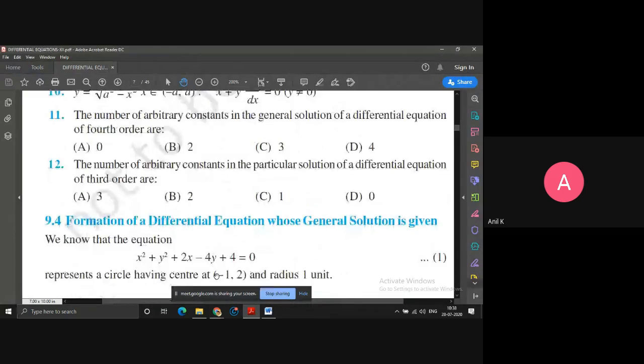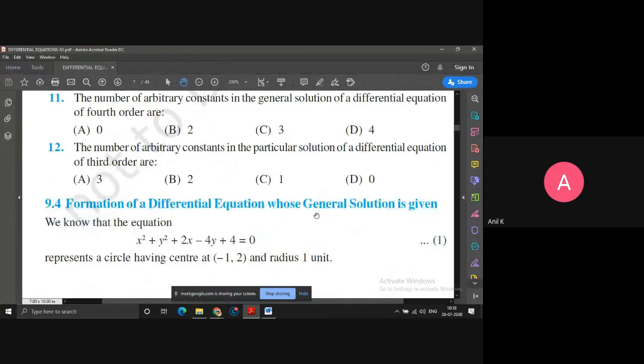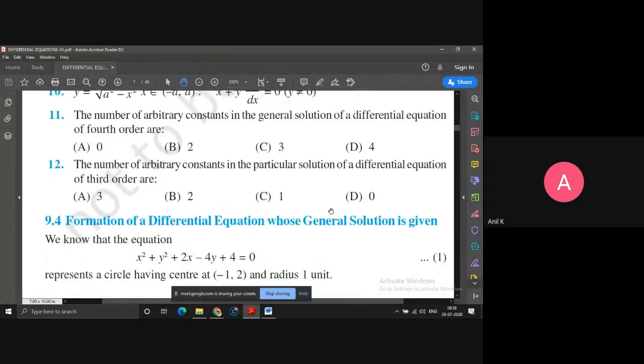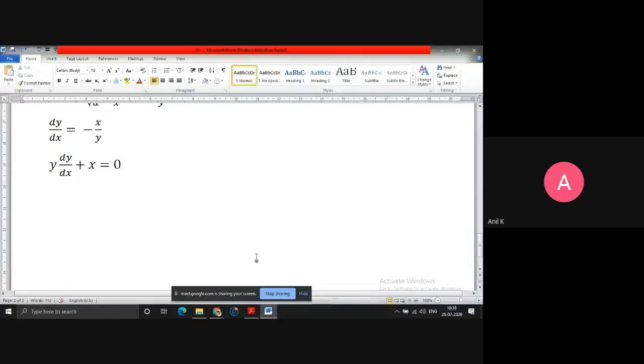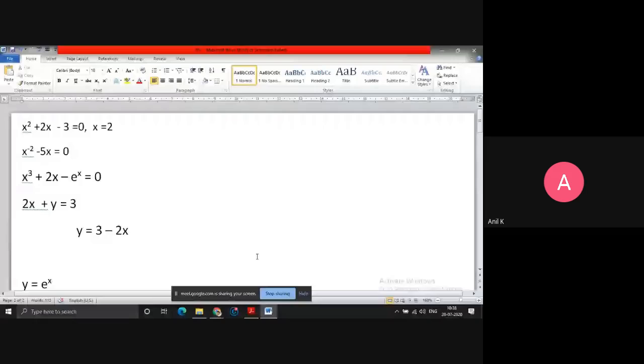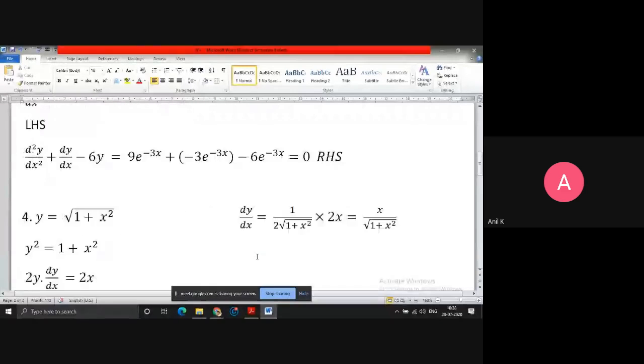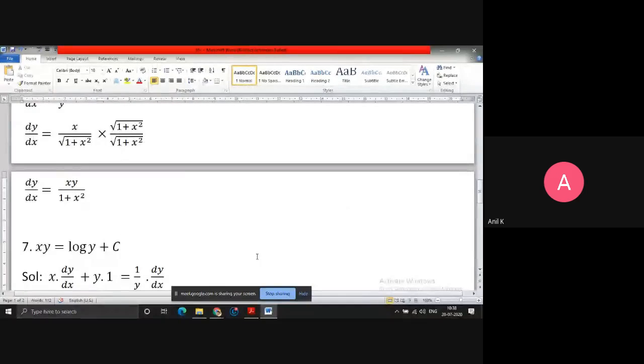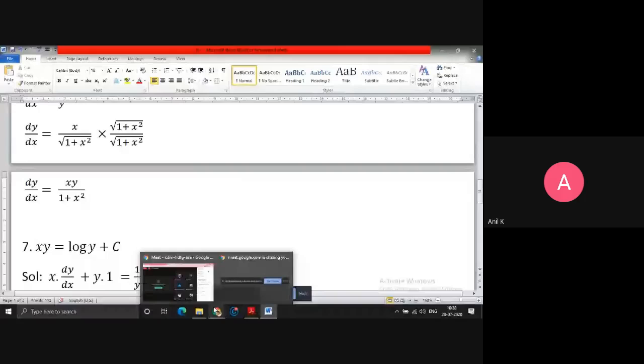Okay. Then we have formation of the differential equation whose general solution is given. This next topic is going to be for 4 marks or 6 marks question depending on the question. We'll discuss it in the next class. Till now, whatever we discussed, is it clear? We discussed what is the order, what is the degree. Then we discussed if the solution is given, whether it is a solution of the given differential equation or not. So these 4 concepts we discussed. I hope it is clear for all of you. If you have any doubt, please ask now.